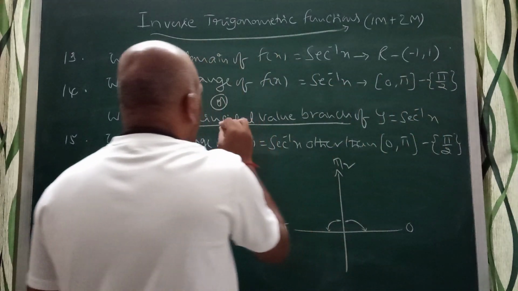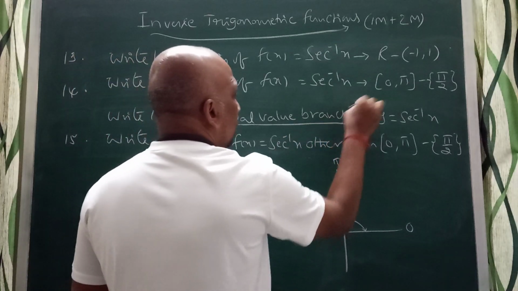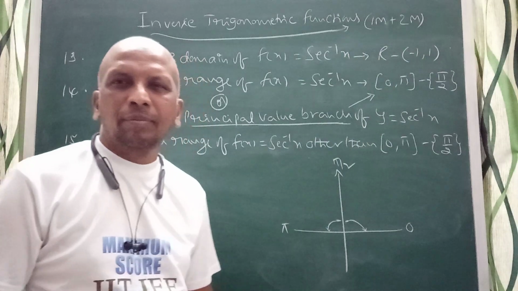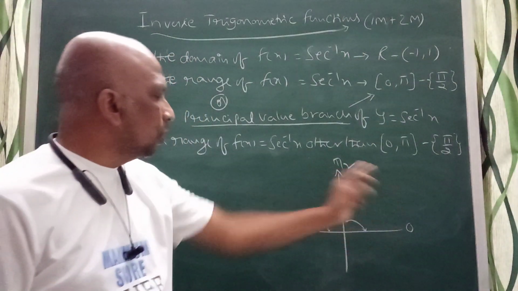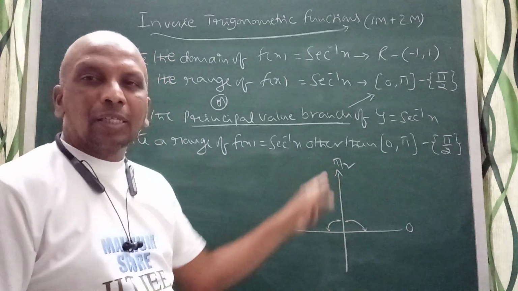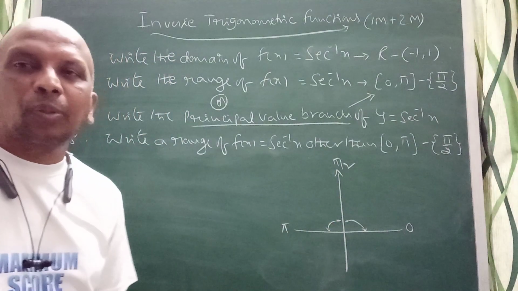The principal value branch is also the same thing, so this will be our answer. When they are talking about the principal value branch, it is 0 to pi except pi by 2, excluding pi by 2.